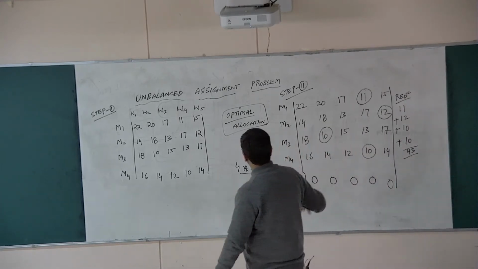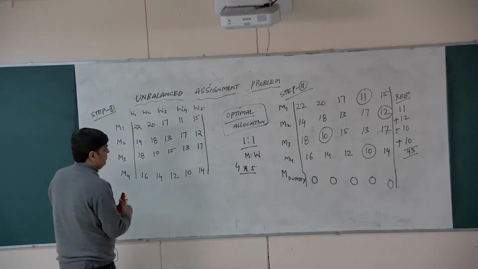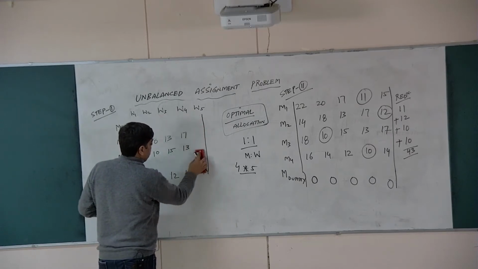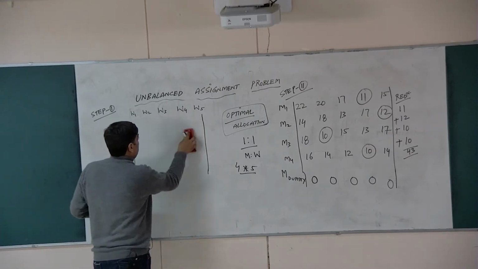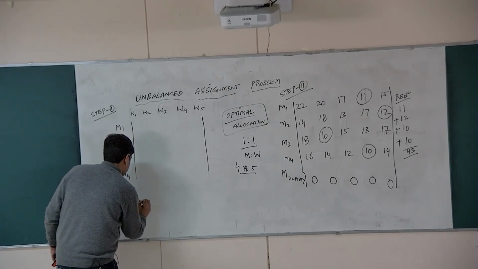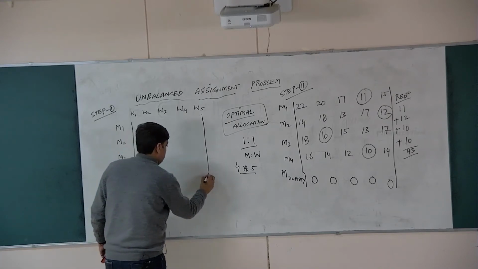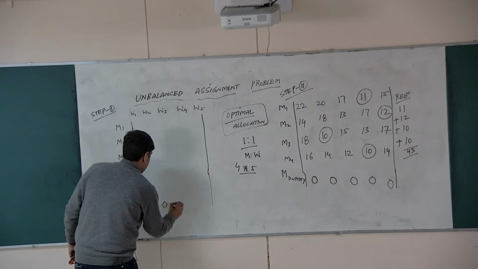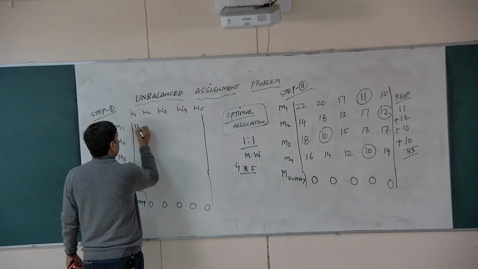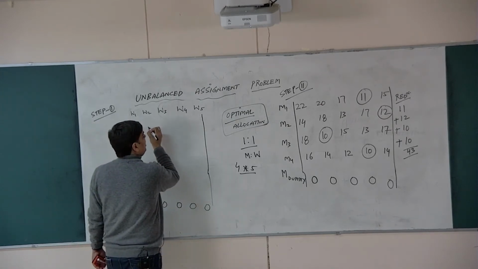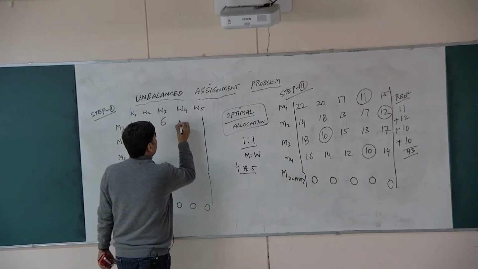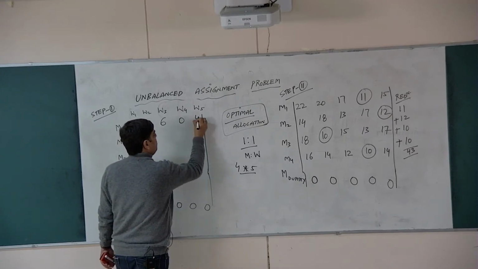Now I'll solve this particular matrix. So what I'll do? I'll write the new values. So first of all, I'll write M dummy, so that will be 0, 0, 0, 0 and 0. Now first 22 minus 11, 11, 20 minus 11, 9, 17 minus 11, 6, 11 minus 11, 0, 15 minus 11, 4.